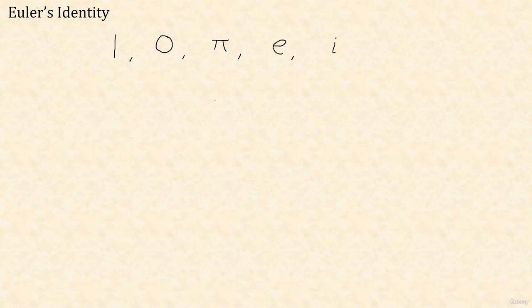So is there an identity that links these? Well, yes, there is. e^(iπ) + 1 = 0. Now, for many people, this is considered one of the most beautiful equations in all of maths. And the reason for that is it unites these 5 most important mathematical constants. They all appear there. Here's 1, here's 0, here's pi, here's e, and here's i.